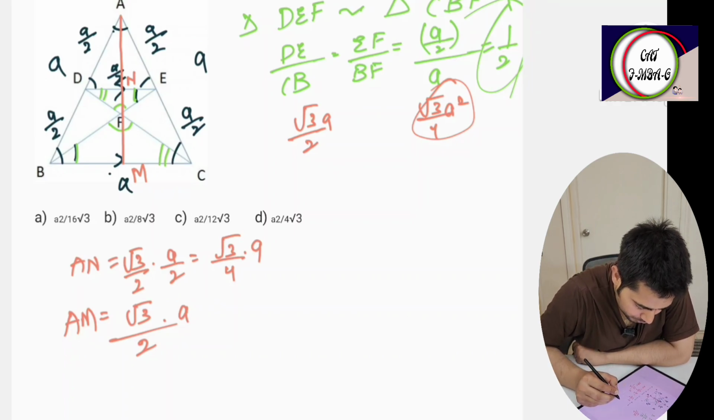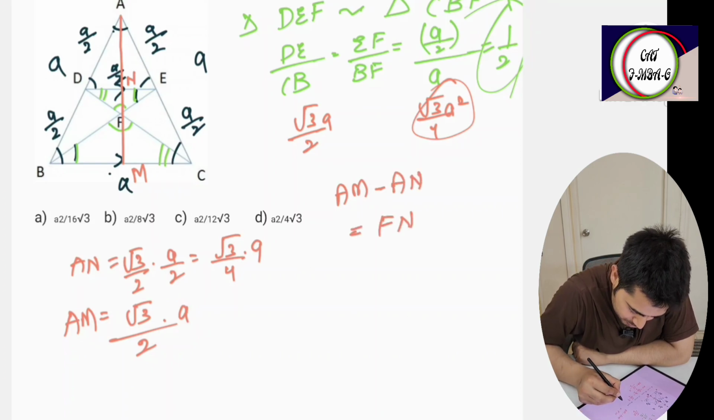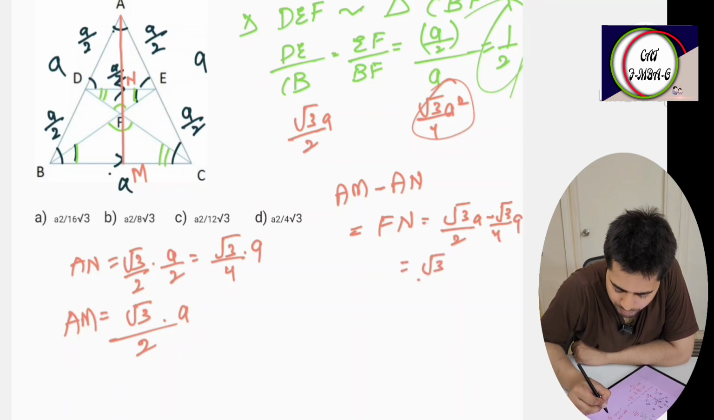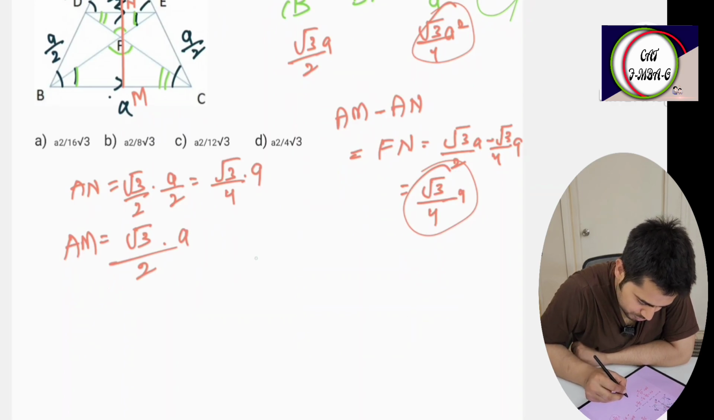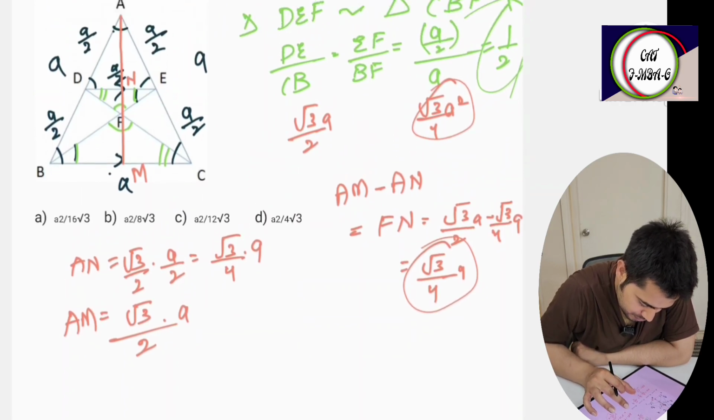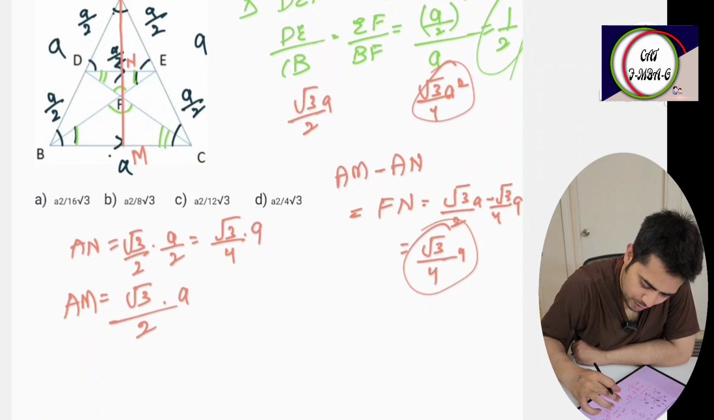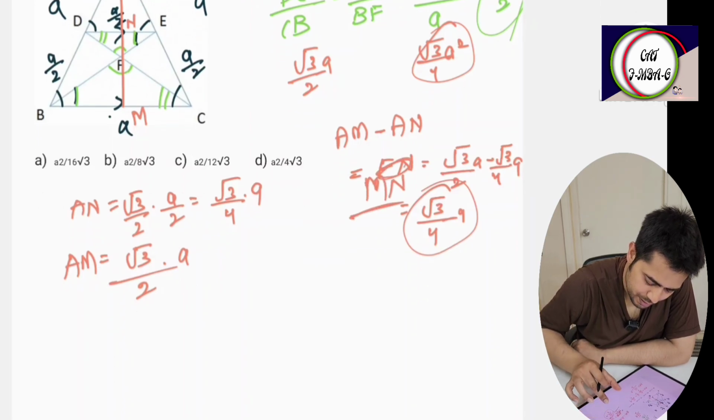Also, we know that AM minus AN will come out to be FN. So it will be root 3 by 2 a minus root 3 by 4 a is equal to root 3 by 4 a. Simple. Now AM minus AN is equal to MN, sorry, not FN. This is MN. Okay, this is MN.